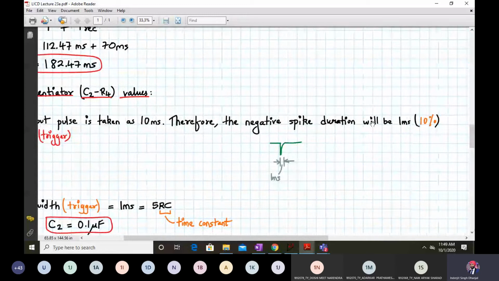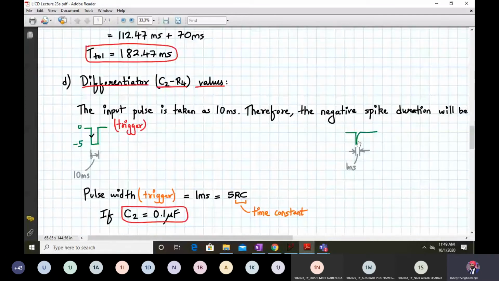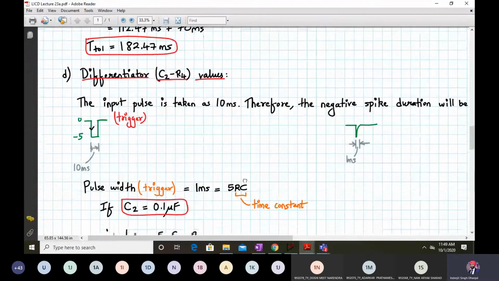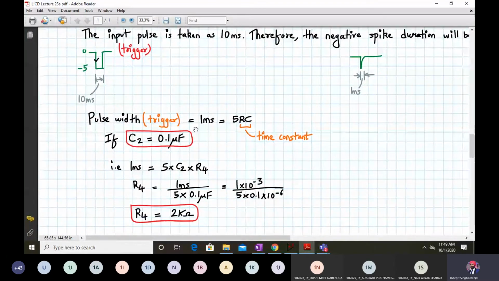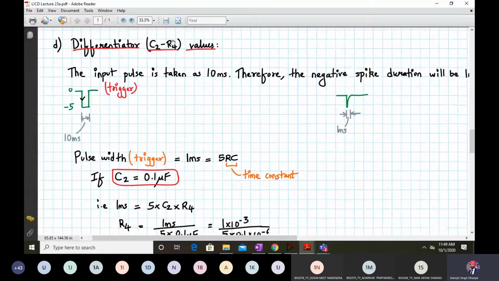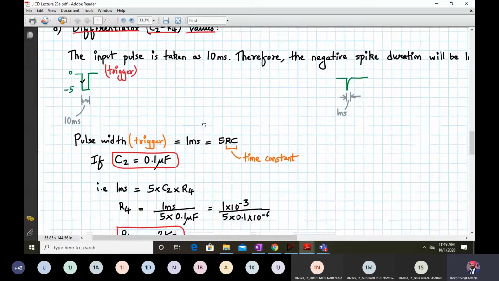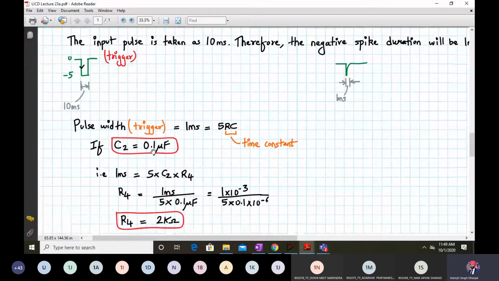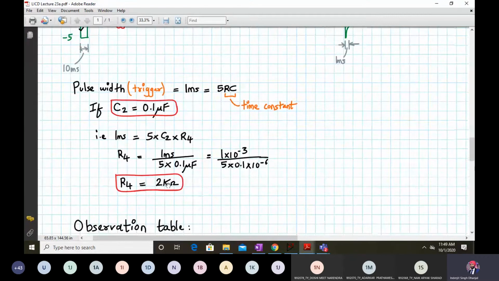Therefore, the negative spike duration will be around 1 millisecond, 10%. That means we want this spike duration to be very, very small. If the trigger pulse is around 1 millisecond, it has to be around 5 times RC. What is RC? The RC time constant over here, C2 into R4. If we assume the value of C2 as around 0.5 microfarad, then 1 millisecond will be equal to 5 times C2 R4. So R4 you can recalculate, it will come out to be 2 kilo ohms.